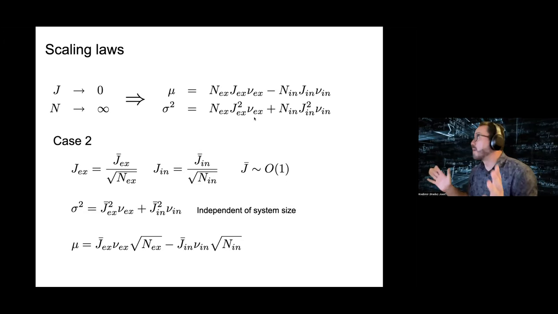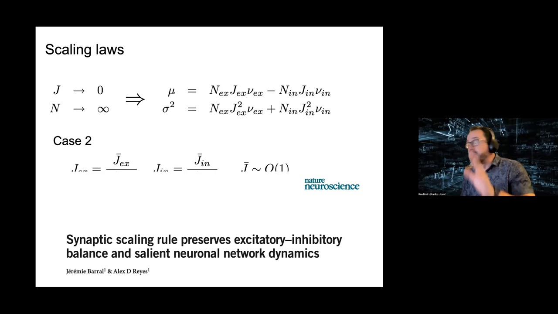What happens to the mean input, however? I should have said this: this is not made up. If you look in the literature, there's actually good evidence that this is how the neural connectivity strength scales.